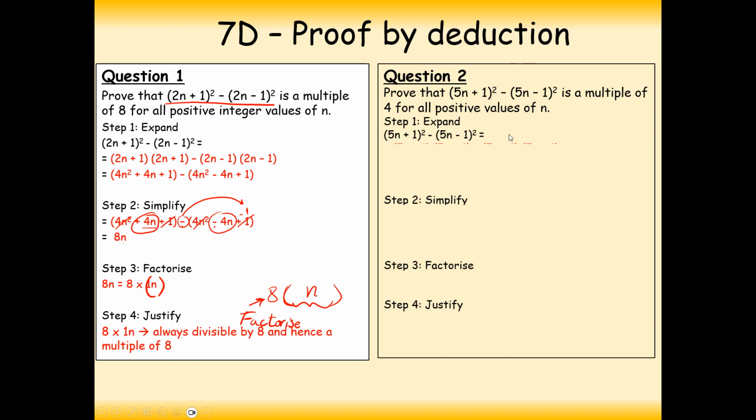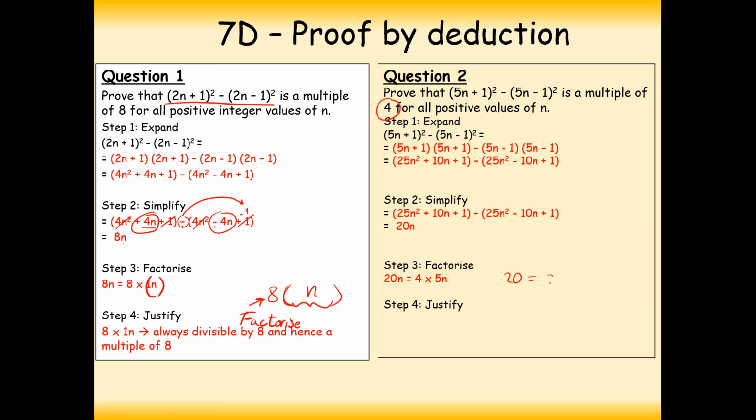Alright, pause the video and have a go at this next question. It's similar to this question here, and then play the video and I'll show you the answer. After you expand these brackets and simplify, you see 20n. You need to factor it out as a multiple of 4, so you factor 4 out of it. There's no point writing 20n as 2 times 10n. If you were asked to prove it was always even, then you would factor a 2 out. But here you're going to factor a 4 out, okay? And write a little conclusion at the end.